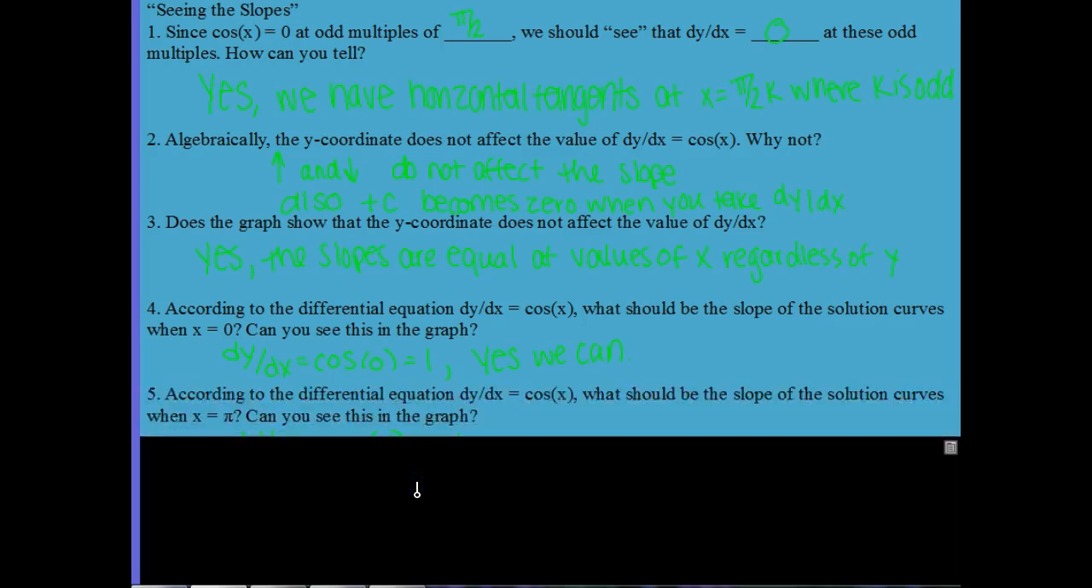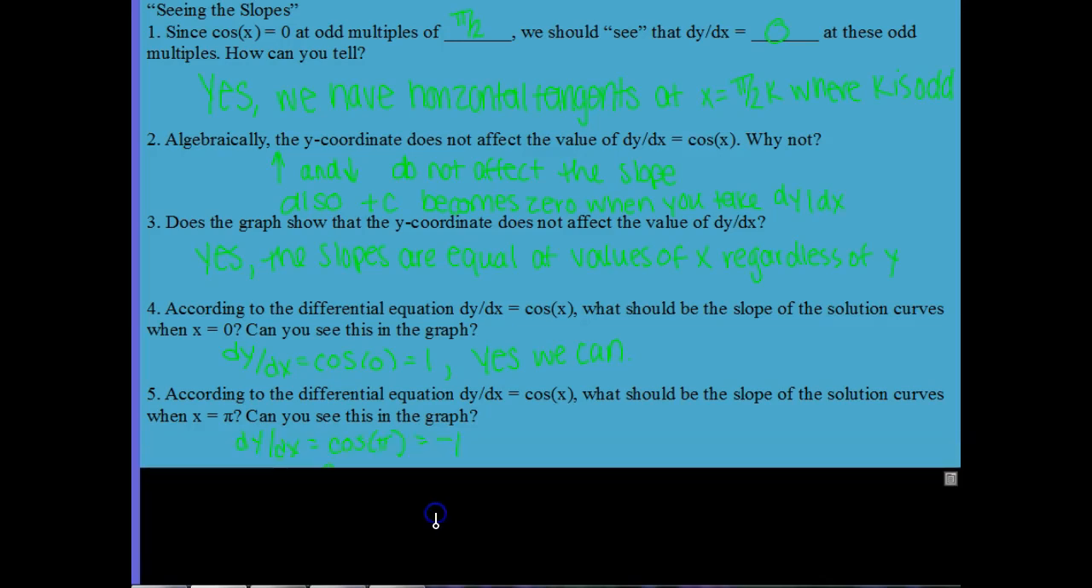According to the differential equation dy/dx equals cosine x, what should the slope of the solution curves be when x equals pi? So again, go to pi on your graph. Negative 1, because the graph is going down. What do you know about the cosine of pi? Negative 1.